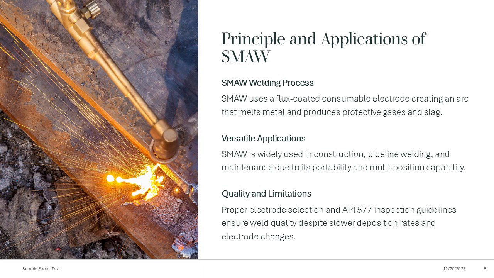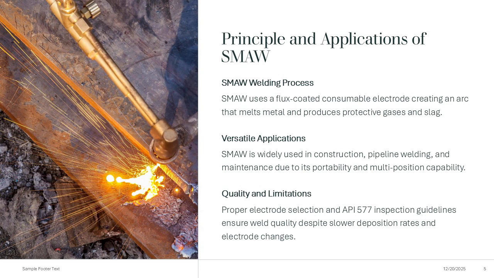SMAW, commonly known as stick welding, uses a consumable electrode coated with flux to create an arc between the electrode and the workpiece. The flux coating decomposes during welding, producing gases that shield the molten weld pool from atmospheric contamination and forming slag to protect the weld bead.